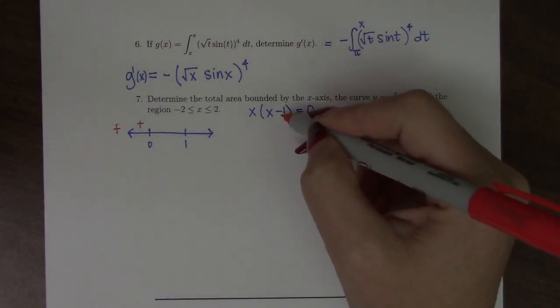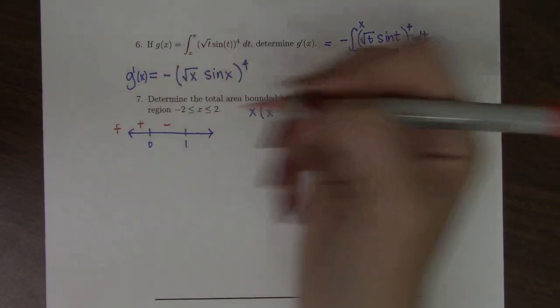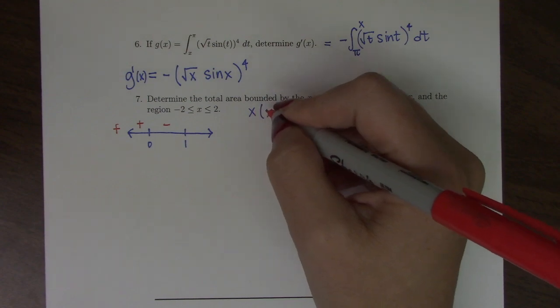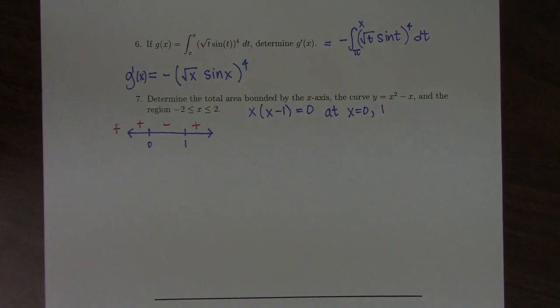If I plug in 1/2, well, I'm going to get a negative times a positive, and that's going to work out to be a negative. And if I plug in 2, I'm going to get 2, which is positive, times positive 1, so it's positive. So in order to get the total area, I need to integrate the positive regions and then subtract the negative regions.